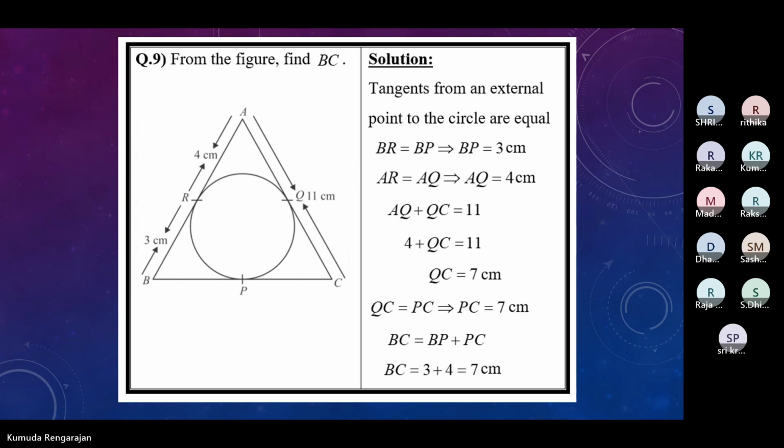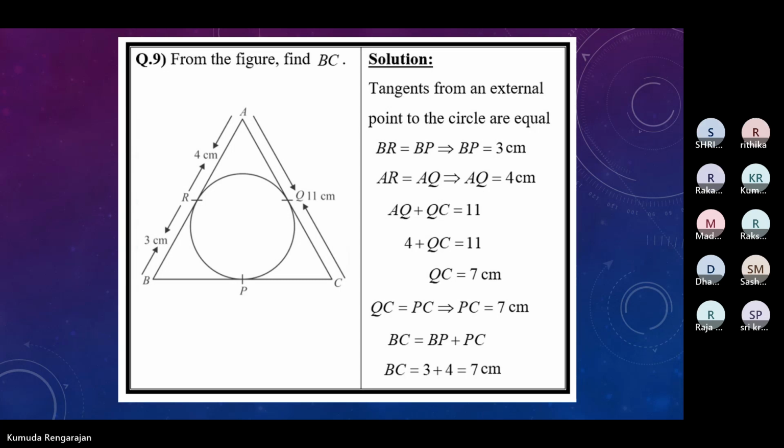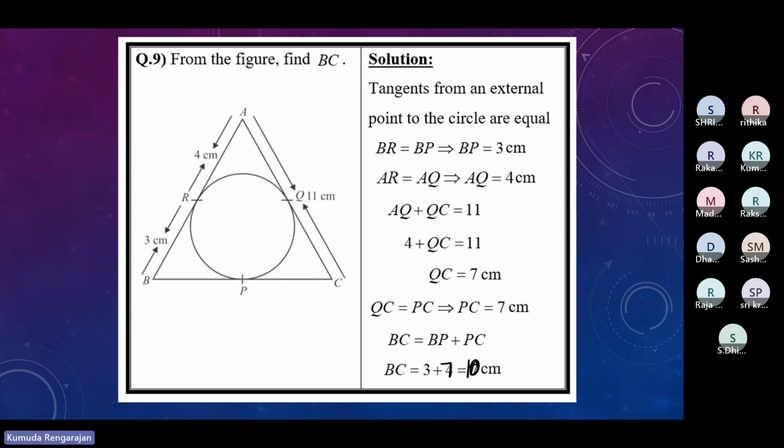Ma'am, you have written the wrong answer. Oh, where have I gone wrong? Ma'am, after finding PC, you have written BC is equal to 3 plus 4, but it is 3 plus 7. Oh, yeah, 3 plus 7. Yeah, I'll correct it. Thank you, Sashank.